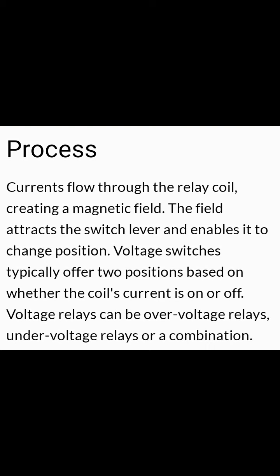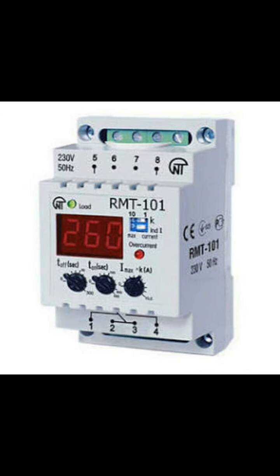Current relays: current flows through the relay coil, creating a magnetic field. The field attracts the switch lever and enables it to change position. Voltage switches typically offer two positions based on whether the coil current is on or off. A voltage relay can be an over voltage relay, an under voltage relay, or a combination. This is a sample of a current relay which I have shown you in this diagram.